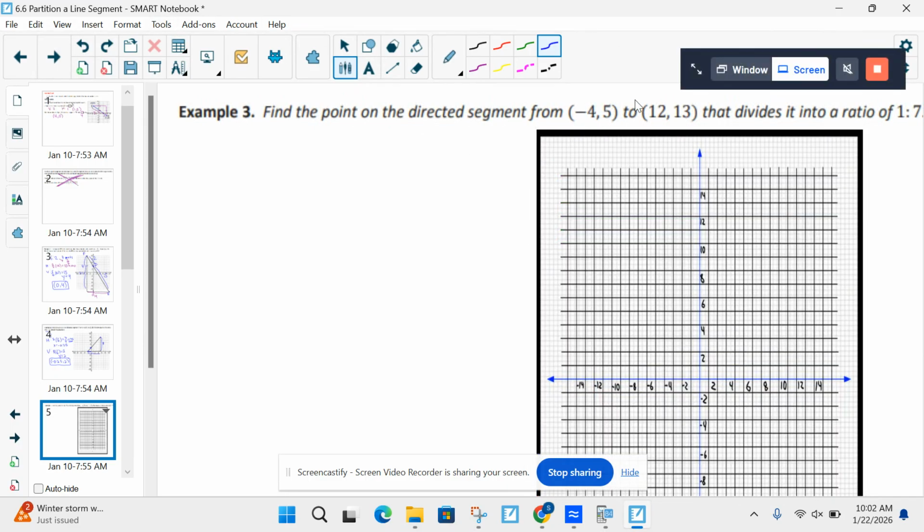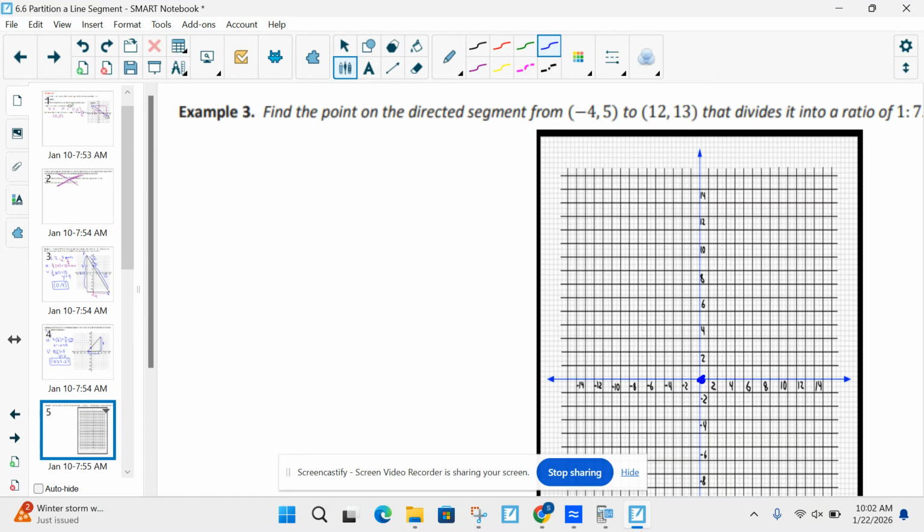-4, 5, 12, 13. This graph is hard to read. Here's the origin. Yes, it's the worksheet. -4, 5, and then 12, 13.